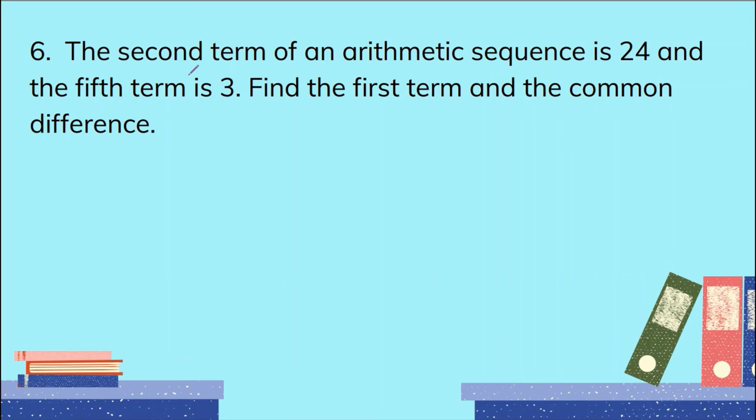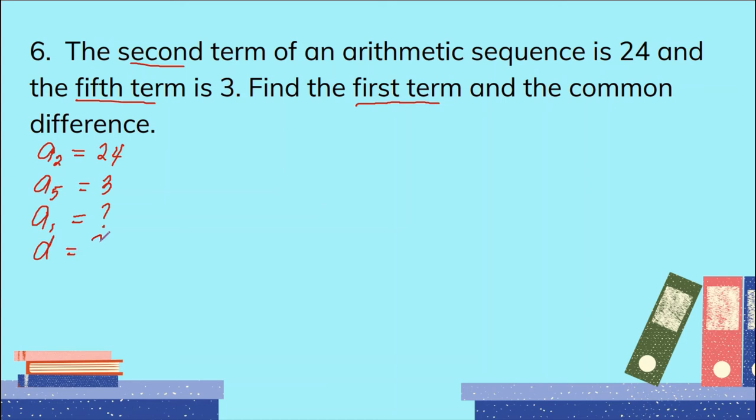Okay. So we have the given, which is the second term, a sub 2, and a sub 2 is 24. And then the fifth term, which is a sub 5, and that is 3. We are asked to find the first term, which is a sub 1. Yan, hindi natin alam. And then the common difference. Okay, ano daw yung common difference?